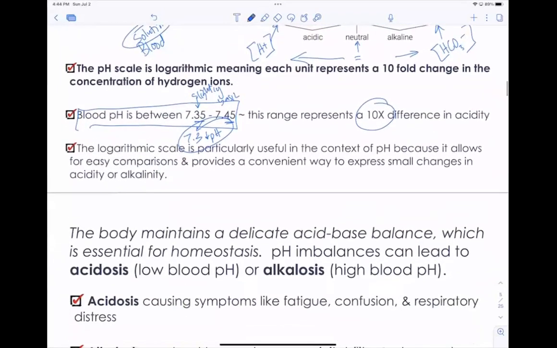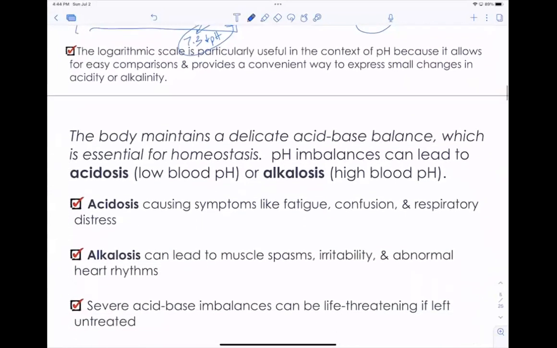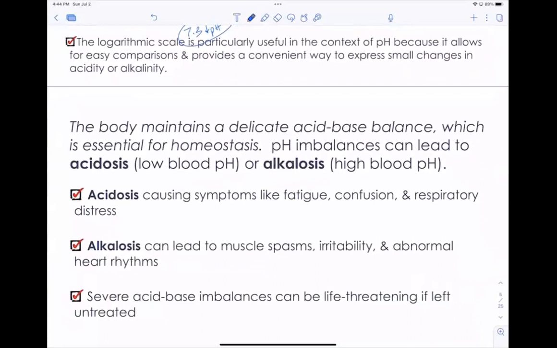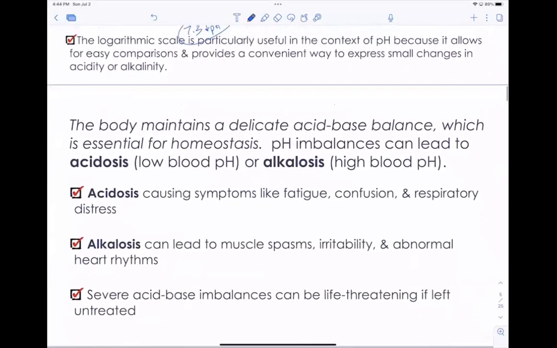This logarithmic scale is useful because it allows easy comparison and expression of very small changes in a solution's acidity or alkalinity, or acid-base. So the body is going to maintain this delicate acid-base balance, which is pH. And again, acidosis is when the blood pH is going to be less than 7.35.